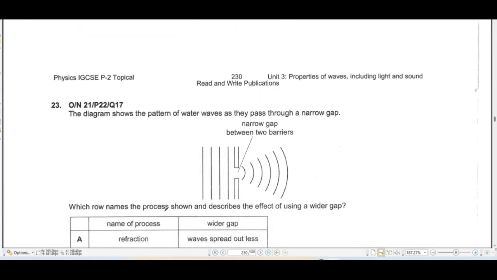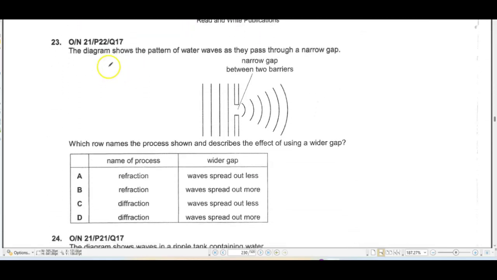Okay. Question number 23. The diagram shows the pattern of water waves as they pass through a narrow gap. Which row names the process shown and describes the effect using a wider gap? Okay. This is diffraction, and if the gap is wider, the waves spread out less. So wider gap, the waves spread out less, and diffraction. So C is going to be the correct option for this.